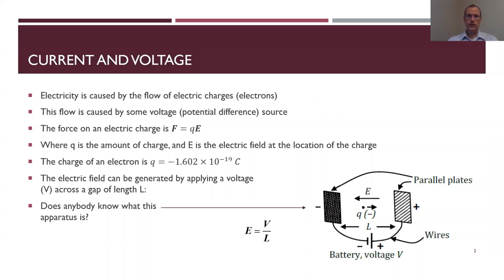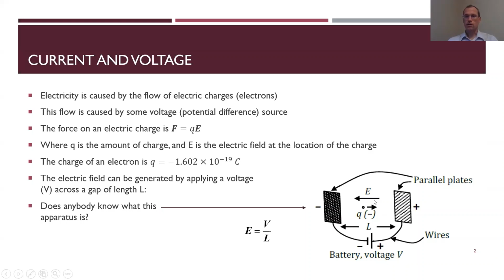So current and voltage: electricity is caused by the flow of electrons. That's due to some potential difference, some voltage source. So if I have two conducting parallel plates and a voltage source from a battery that charges one plate to a positive potential and the other one to a negative potential, that's then going to influence these electrons. The electrons being negative charges, they're attracted to positive charges, so that's going to make them go over to this guy and away from the other negative charges. So that flow of electrons causes the current.